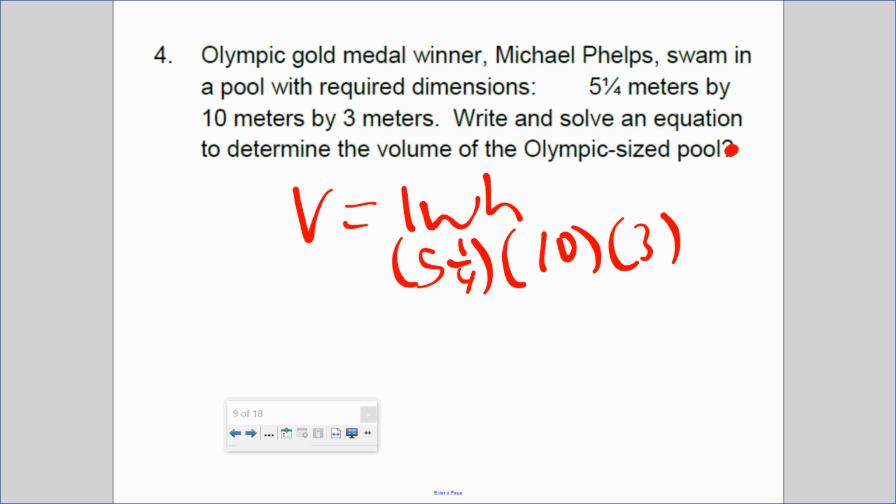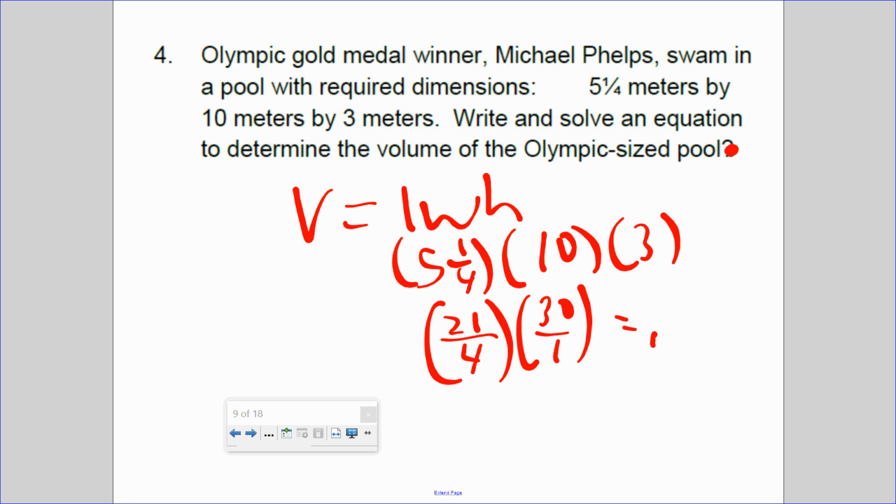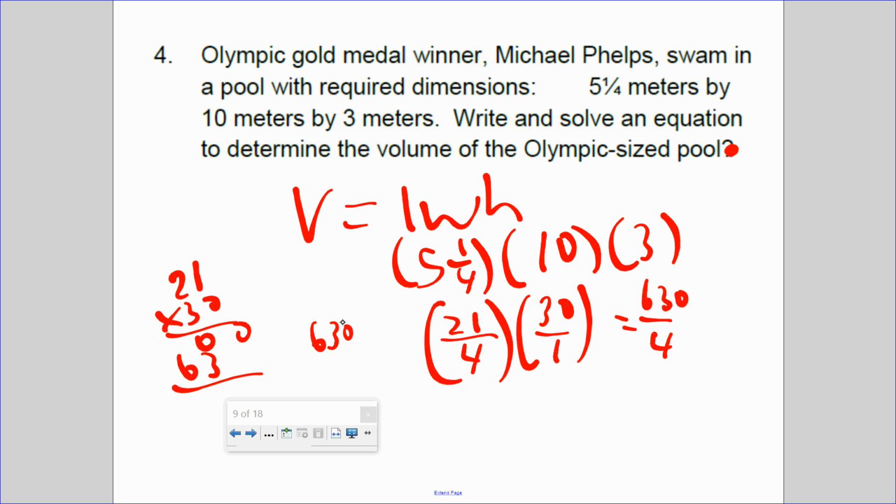So 5 1/4, turn it into an improper fraction, is 21/4. Again, how do you do that? 4 times 5 is 20, 1 more is 21. 21/4. 10 times 3 is 30. If you multiply 21 times 30, I have no idea what that is. 630 divided by 4. And what is 630 divided by 4?